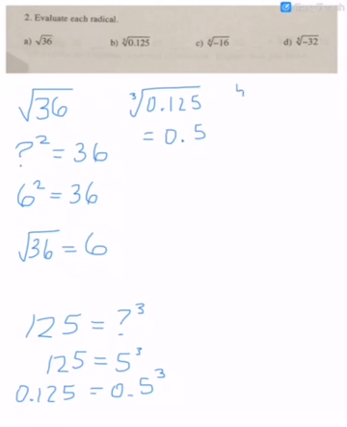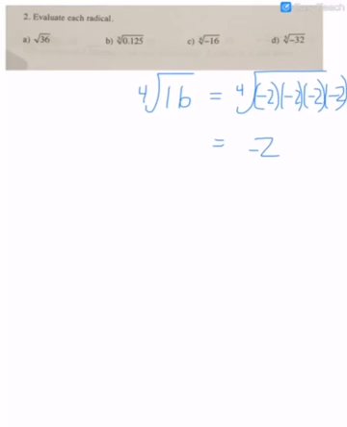Let's try one that's negative. So here we have the 4th root of negative 16. So the index there is 4, which means I need 4 of something to multiply together to give me 16. So if I think of this, remember when we did our factor trees? It'd be negative 2 times negative 2 times negative 2 times negative 2. So that means that if I take the 4th root of 16, we would just get negative 2. In other words, negative 2 to the power of 4 equals positive 16.